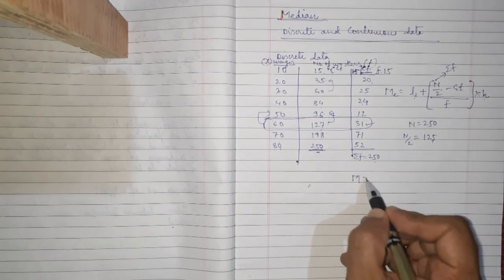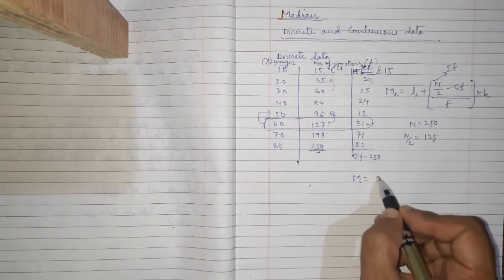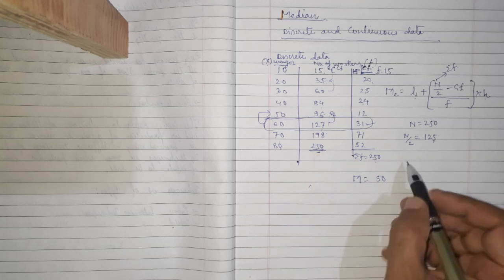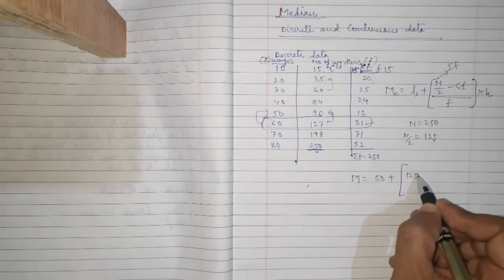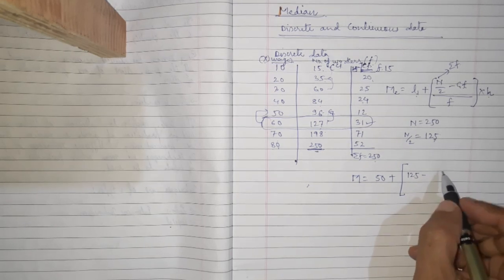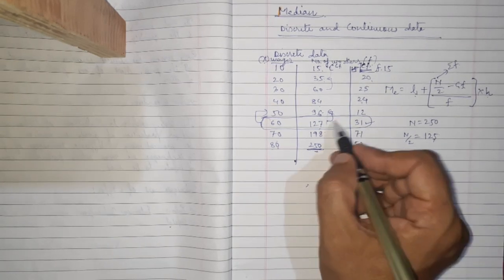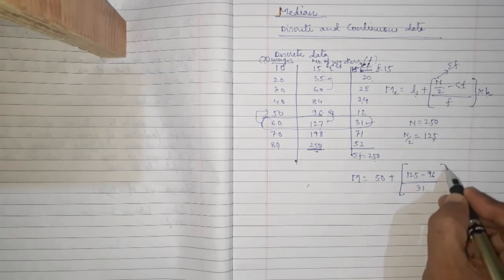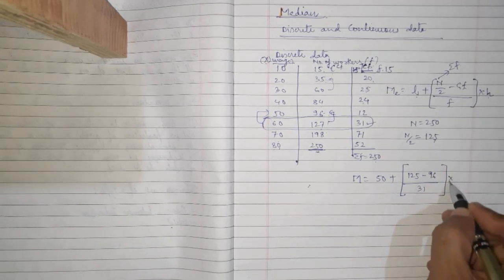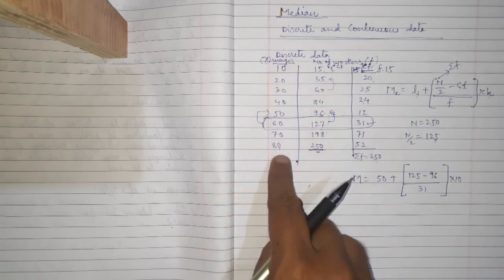So median equal to here L1 will be 50. Remember this is for discrete. Plus n by 2, it is 125, minus CF. CF will be the one above, that is 96. F is 31, into 10. 10 means the difference between these.